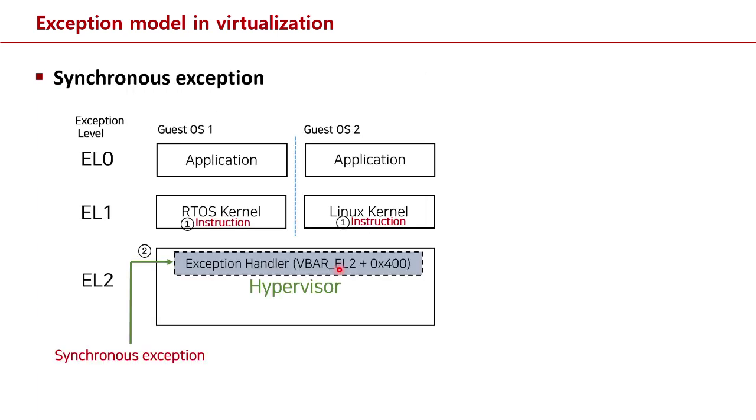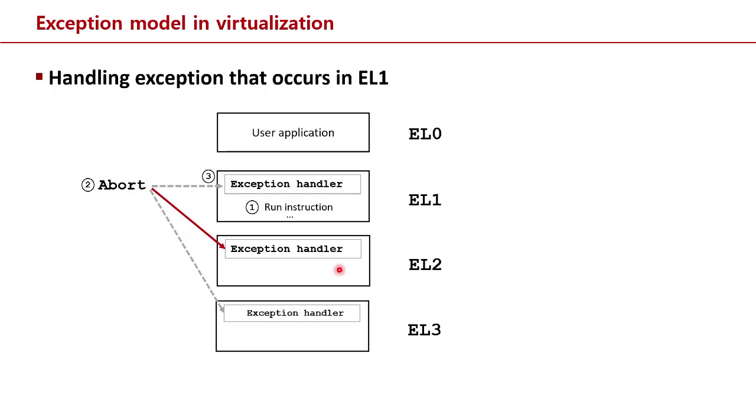So in this video, I just explained two exception models in the virtualization supported by the ARM architecture. In summary, if you configure the particular system register, the hypervisor configuration register, and the exception occurs at exception level 1, then control is transferred to exception level 2, where the hypervisor is running. Please remember this operation.